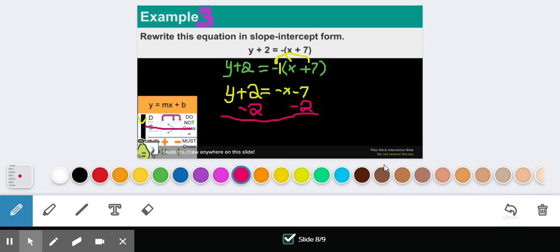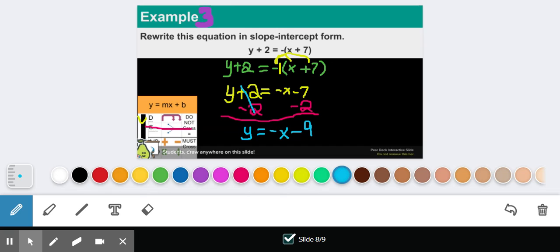Okay, it's time to change colors. So we have y plus 2. We know that 2 minus 2 is 0, so y equals -x minus 9. Because I know that using my Desmos calculator, -7 minus 2 is -9. I've got it in my correct pattern. I've got y equals, got it.